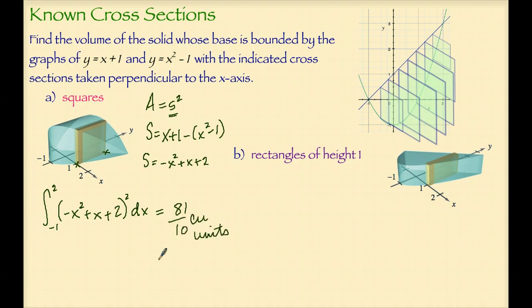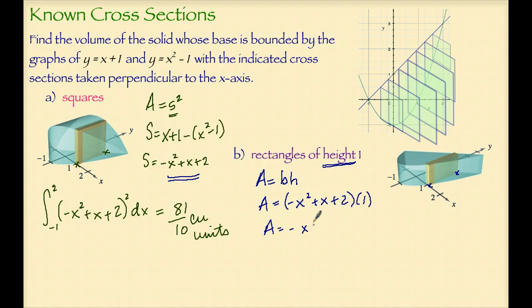Now let's set up the integral for letter B. The area of a rectangle is length times width, or base times height. You can see in our cross-section that the length of the base of this rectangle is once again the difference between the two function curves, and that is this expression, negative x squared plus x plus 2. The height is specified to be 1, so the area of this representative rectangle will be negative x squared plus x plus 2 times 1, which of course is just negative x squared plus x plus 2.